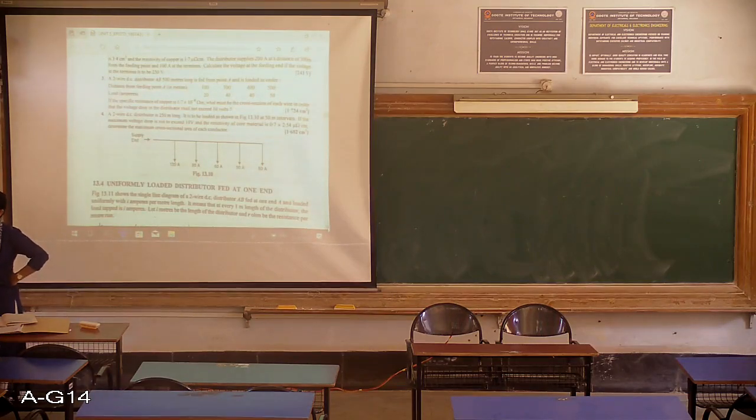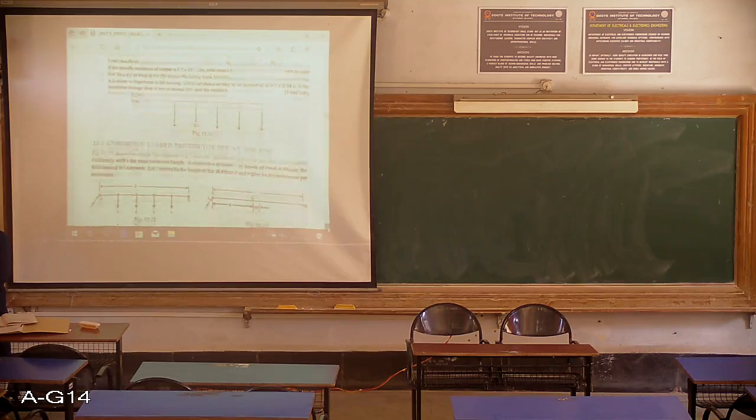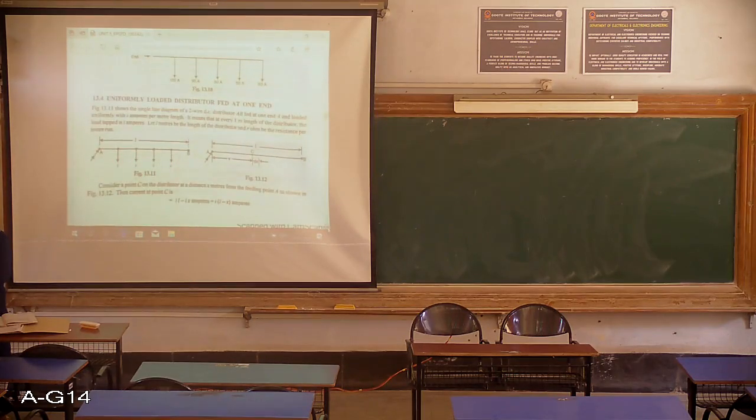Now you saw the distributor fed at one end with concentrated loading. Now the same thing, distributor fed at one end with uniform loading. So the title is uniformly loaded distributor at one end. Here it is slightly different but much easier. See now, here you have the feeder. It is being fed at this particular point A, and there are tappings here. All the values are having I amperes. This is the entire length L and this is the end point B.